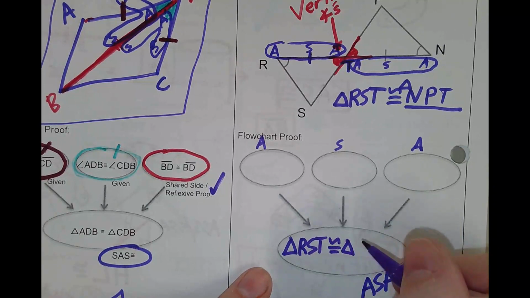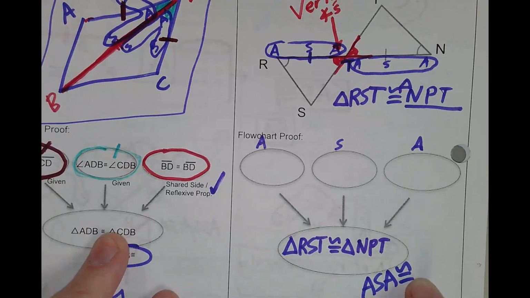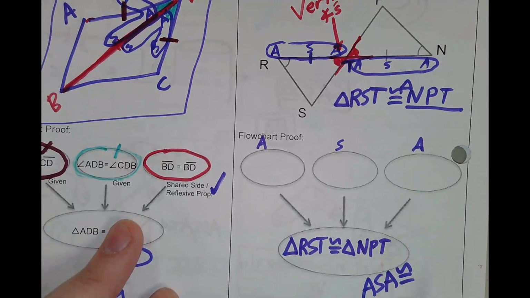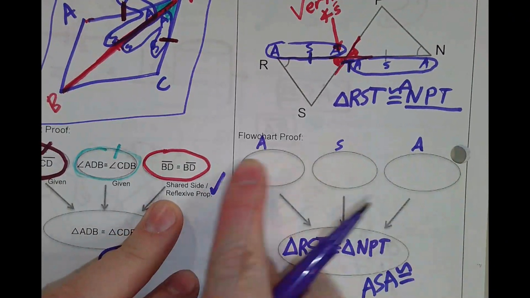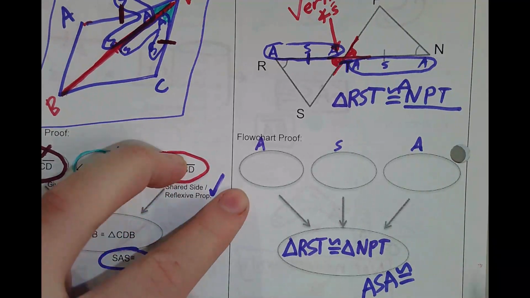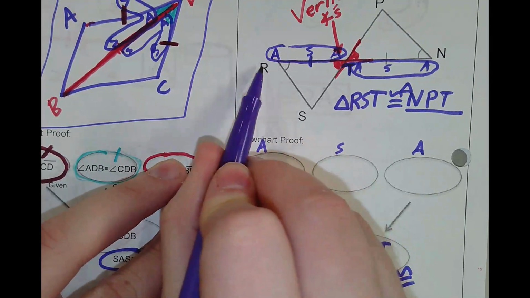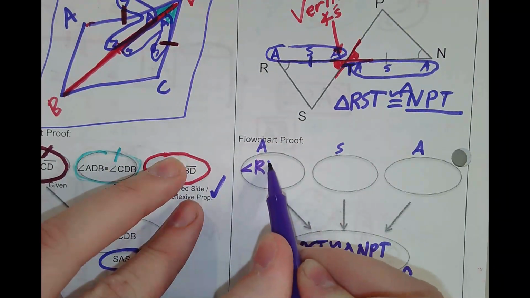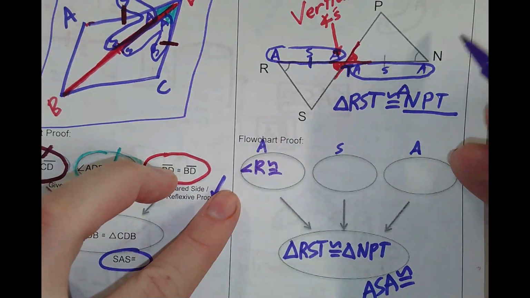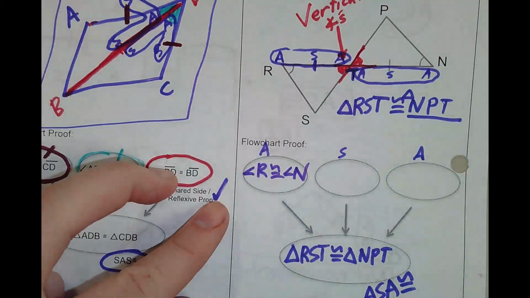So I'm going to write the triangle congruence statement at the bottom of my proof, and the triangle congruence reason, or shortcut, which is ASA, at the bottom of my proof. Now remember, every single bubble here has to have a reason, so I'm going to start with using this angle. So the letter A stands for, let's just do the first angle. Angle R is congruent to what? Yeah, angle N.